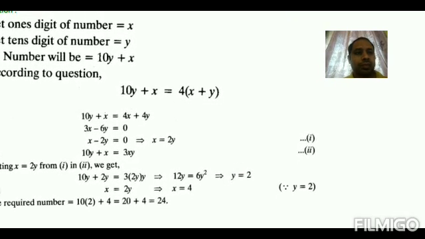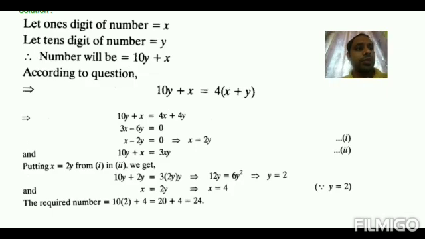This second equation can be written as 10y plus x, where x is 2y, therefore 10y plus 2y equals 3 into, again x equals 2y, therefore 3 into 2y into y. 10y plus 2y is 12y, and 3 times 2 is 6, y into y is y square, therefore 12y equals 6y square, and if you simplify this one, you will get y equals 2. Therefore the value of y is 2, and therefore the value of x is 2 into y, that is 2 into 2, that is 4. Therefore the number will be 10y plus x, therefore 10 into 2 plus 4, therefore the number will be 24.